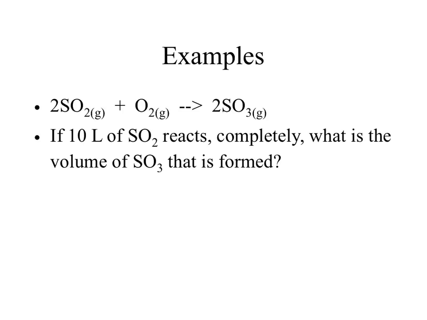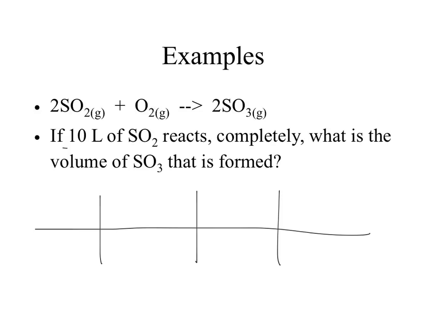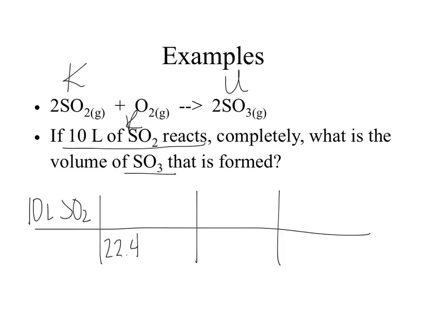So let's try this conversion. So our problem is if 10 liters of sulfur dioxide reacts completely, what is the volume of the sulfur trioxide that is produced? So get our grid set up. So this is going to be our known, so label it in the reaction. The SO3 is going to be our unknown. Start with your known, 10 liters of SO2. But I don't want liters, so let's get it into moles using our correct conversion.